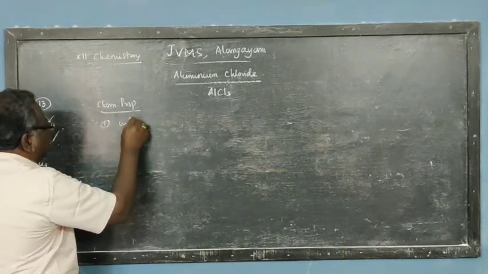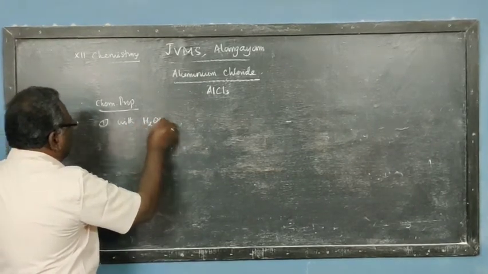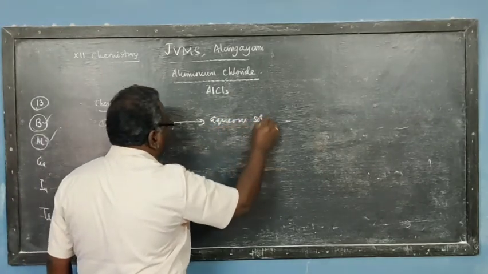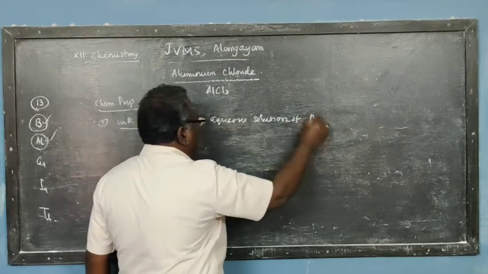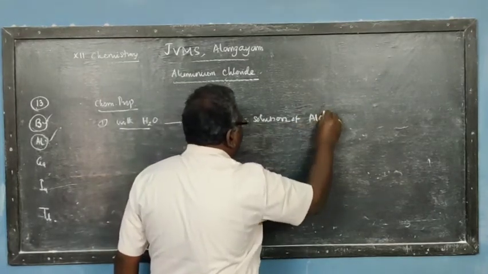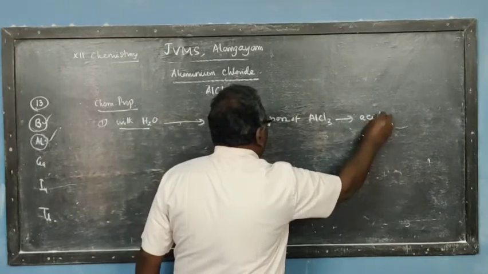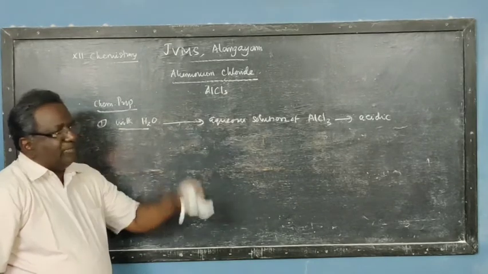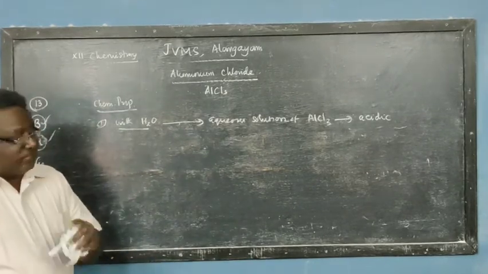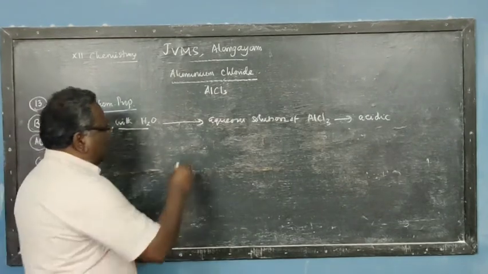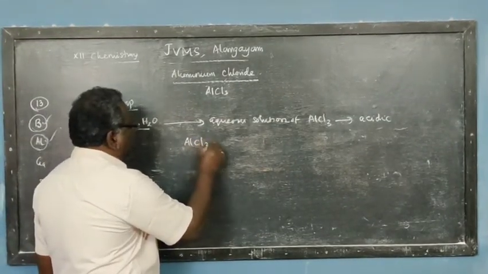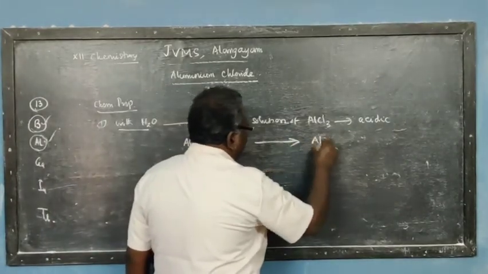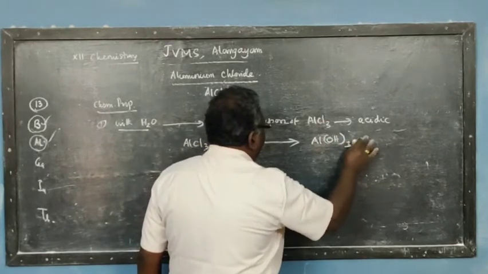One is with water. The aqueous solution of aluminum chloride is found to be acidic. Why? This is a 100% sure question. If you write it clearly, you get 3 marks, otherwise 2 marks. When aluminum chloride is put in water, you would not expect a neutral solution. What solution will come? Acidic solution. What is the reason for that? Aluminum chloride, when dropped into water, will form aluminum hydroxide and hydrochloric acid.